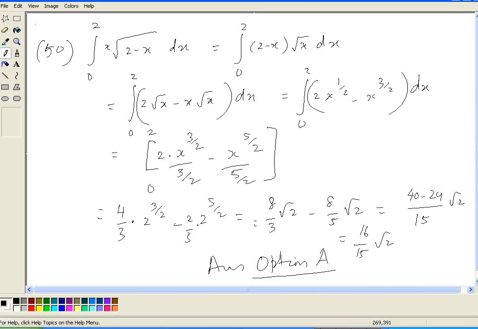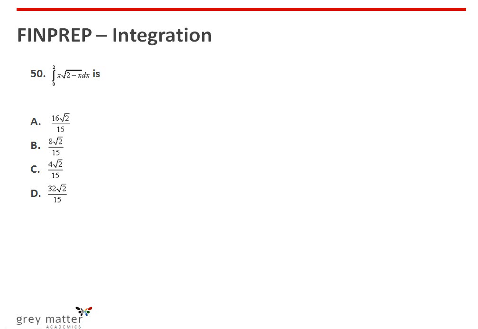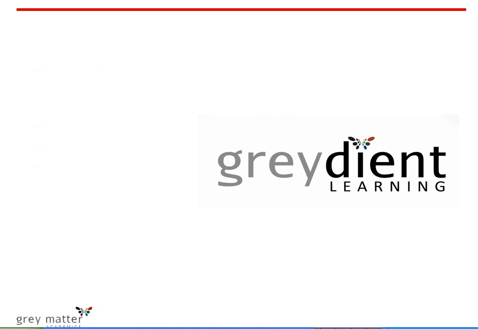From the limits 0 to 2, on substituting and simplifying, we get 16 by 15 root 2. So the answer is option A. Going back to our PowerPoint presentation, it is option A, which is 16 by 15 root 2.